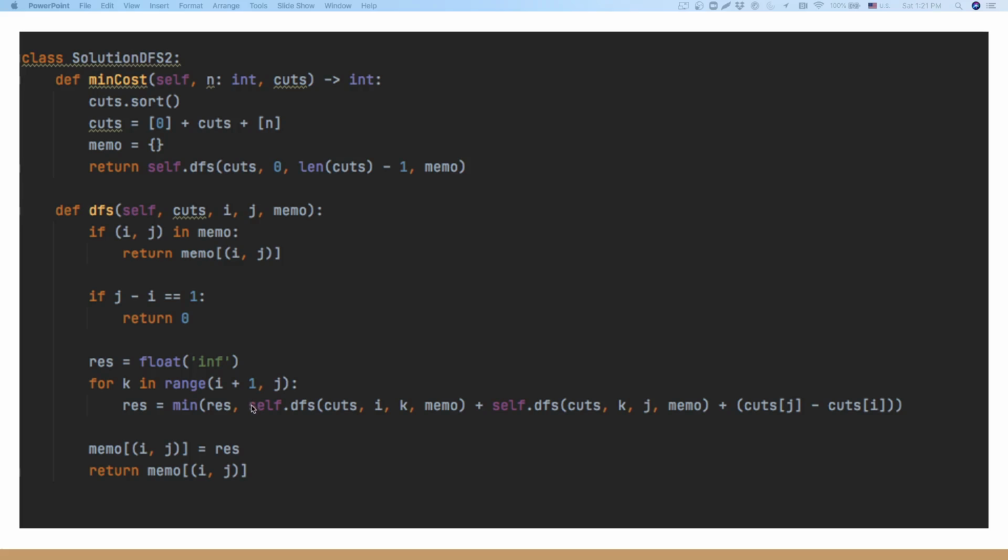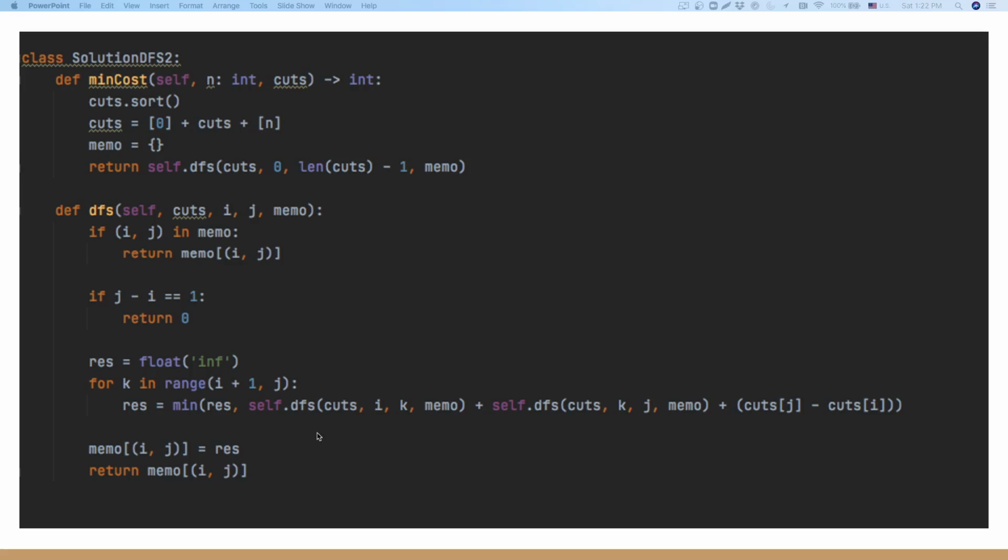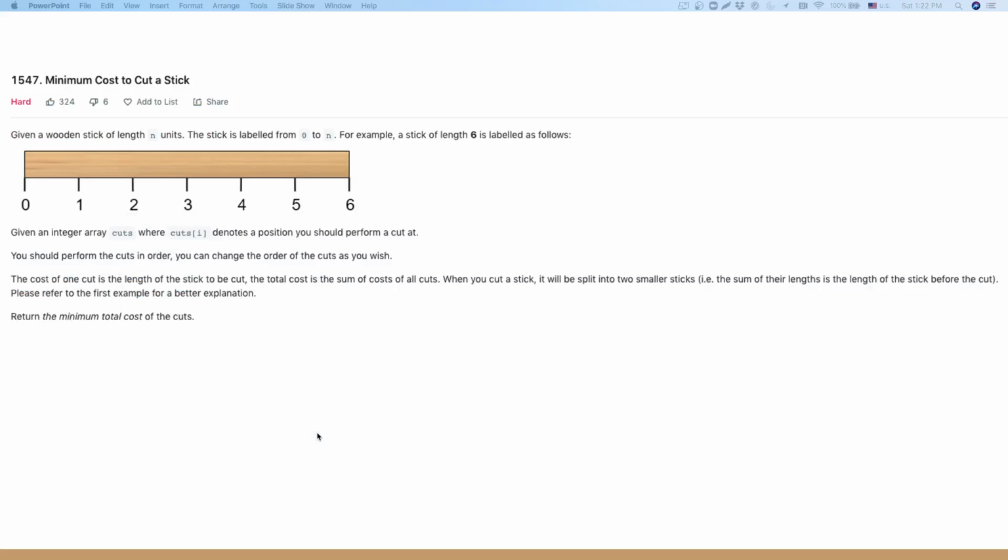And every time you perform a cut, what's the cost? The cost will be the length of the stick, which is cost J minus cost I. Okay, perfect. So we got the cost. And we can break down the wooden stick into 2 parts, the left part and the right part, just like burst balloon. And we're going to find the minimum value, and then we got it. That's how we solve this. And we already went over this problem, so I think we are finished.